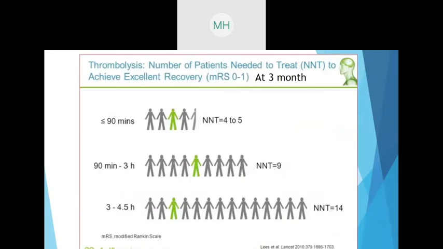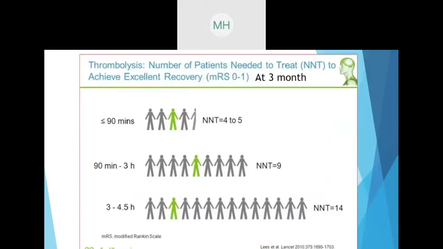If you look at the number needed to treat to achieve excellent recovery, mRS score of 0 to 1 within 90 days or 3 months, in the subgroups: if treated in less than 90 minutes, one in every few patients has good or excellent recovery within 3 months. From 90 minutes to 3 hours, 1 out of 9 patients will have excellent recovery within 3 months.